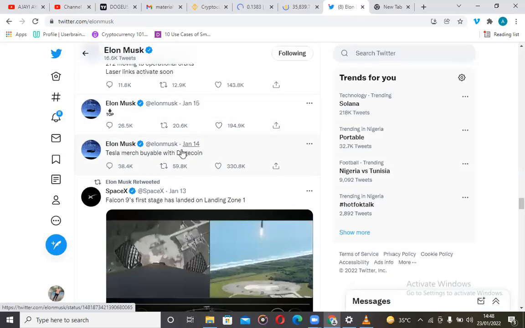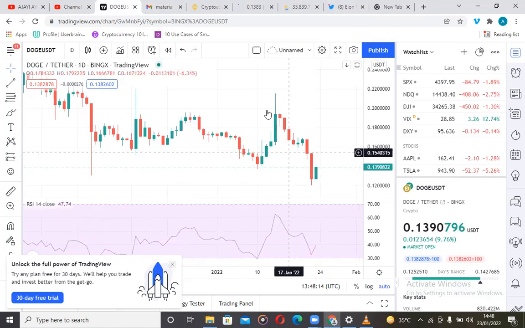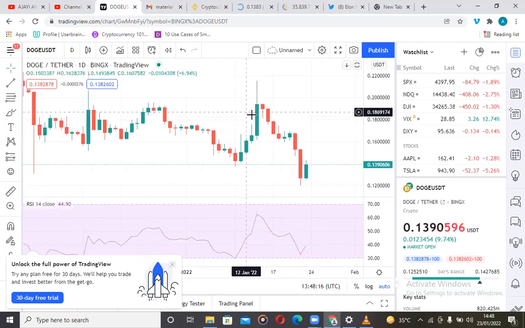And it was when the deposit happened, on January 14th too. So on that day, that's why you are seeing this long green candlestick. Let me show you. You can see I'm zooming, this one that my mouse is on. So you know, I said green means buy, right? It's a pump. A lot of people buy at this particular time.